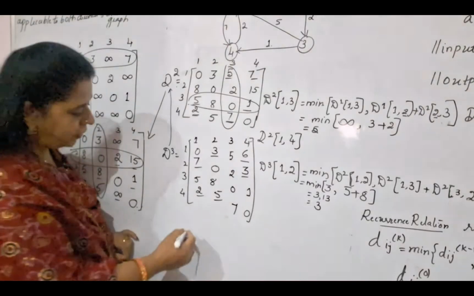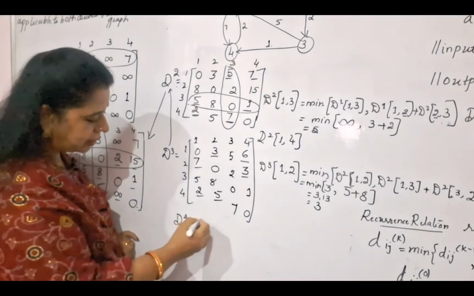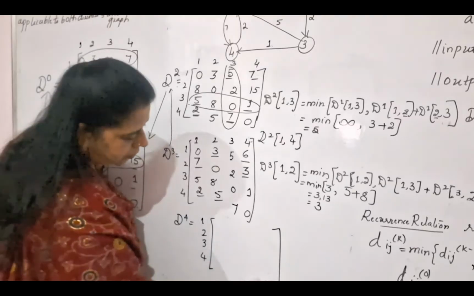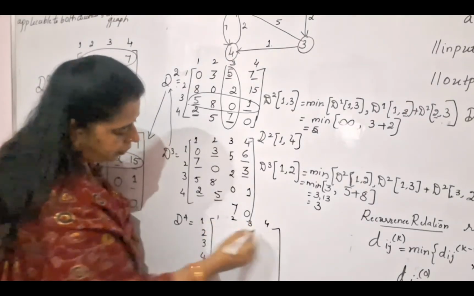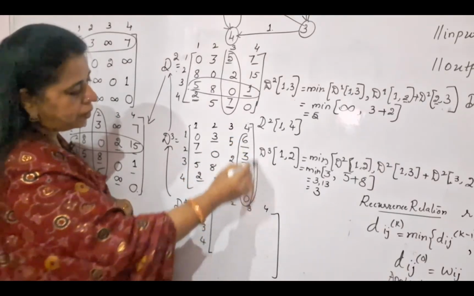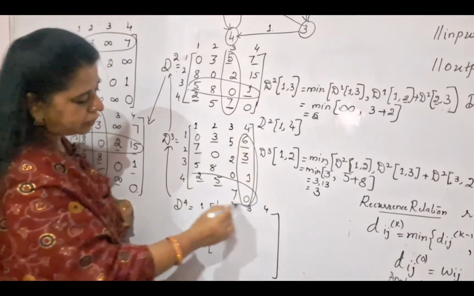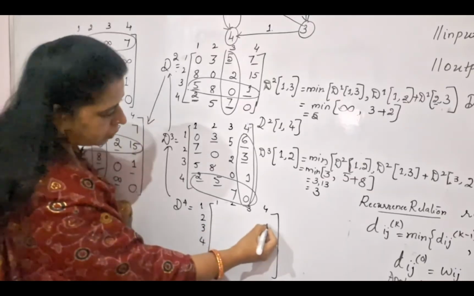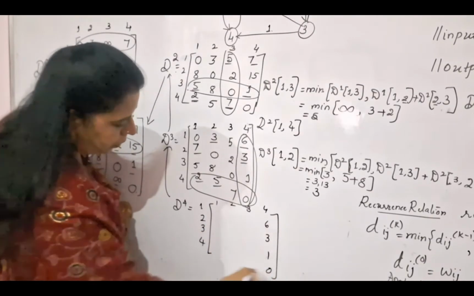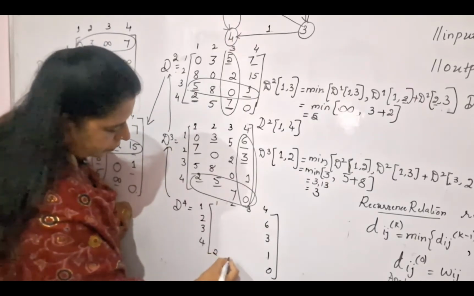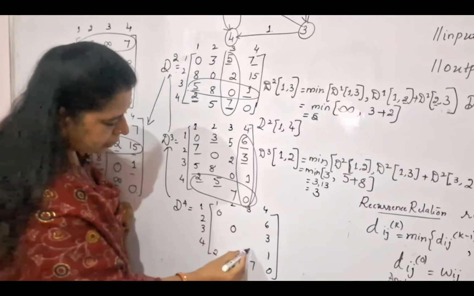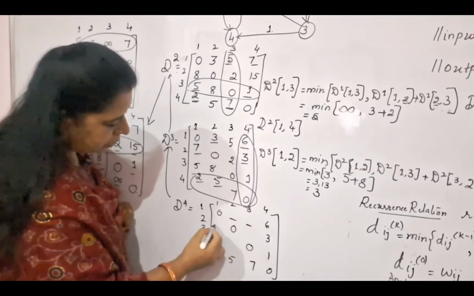Same way now you have to write down for D4. This will be your last distance matrix. 1, 2, 3, 4, 1, 2, 3, 4. For D4 you are referring always to D3. The fourth column and fourth row elements you need to write as it is. Fourth column is 6, 3, 1, 0. And fourth row is 2, 5, 7, 0 and the diagonal elements as it is. Now you need to find out these.